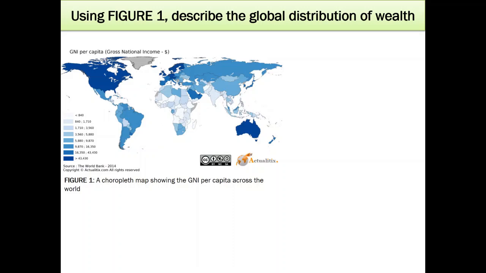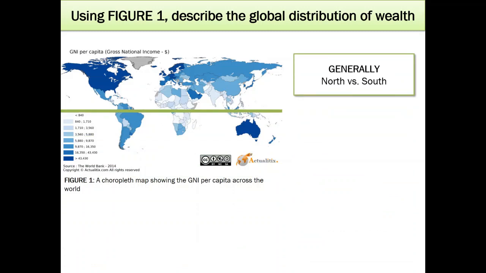So using this map, we're going to answer the question: describe the global distribution of wealth. What is the pattern of wealth across the globe? We're going to use GCSE. The first thing we're going to do is look at our general trends. So what is generally happening on this map?